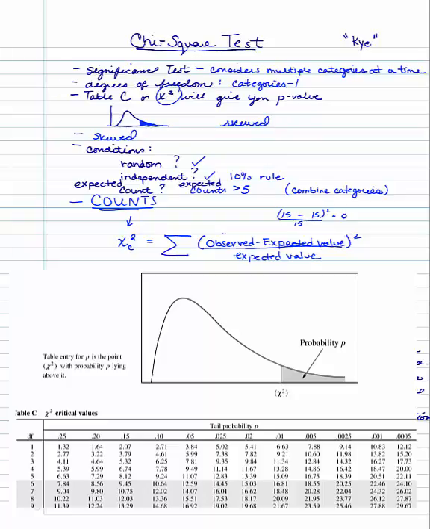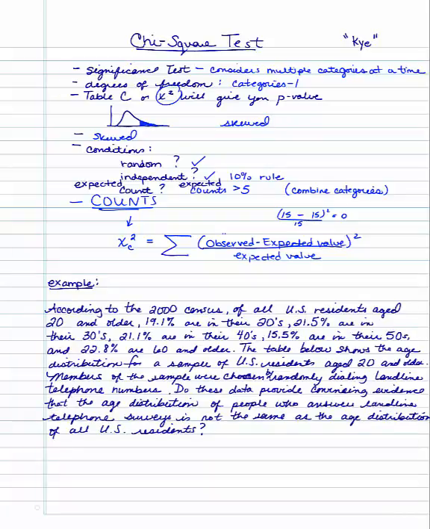So let's try a problem. According to the 2000 census of all U.S. residents aged 20 and older, 19.1% are in their 20s, 21.5% are in their 30s, 21.1% are in their 40s, 15.5% are in their 50s, and 22.8% are 60 and older.